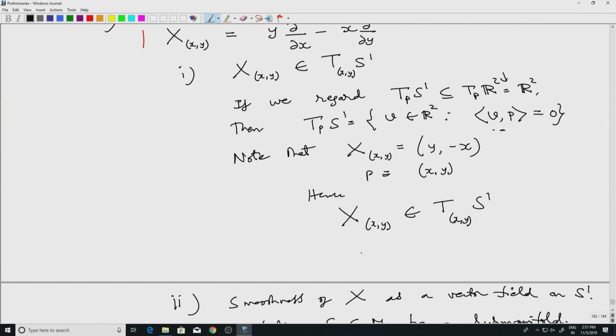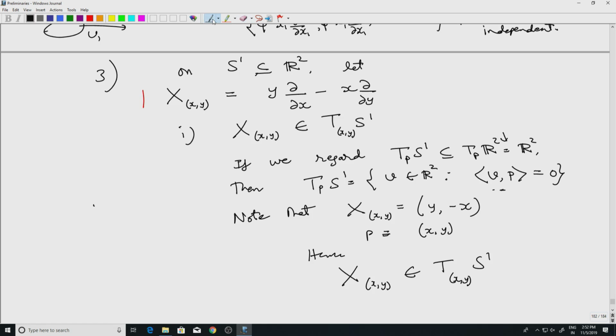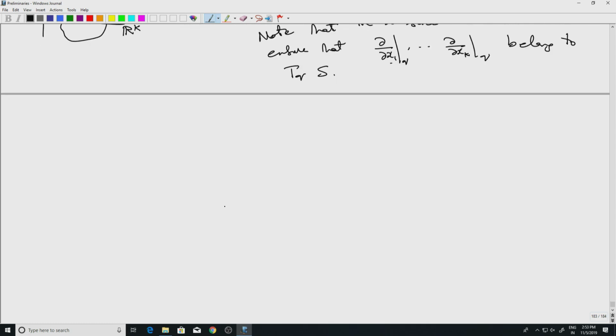Hello and welcome to the 31st lecture in this series. I was giving some examples of vector fields last time. In particular, I gave an example of a vector field on S1 at the point (x, y). Now notice that this example can be generalized to all odd dimensional spheres.